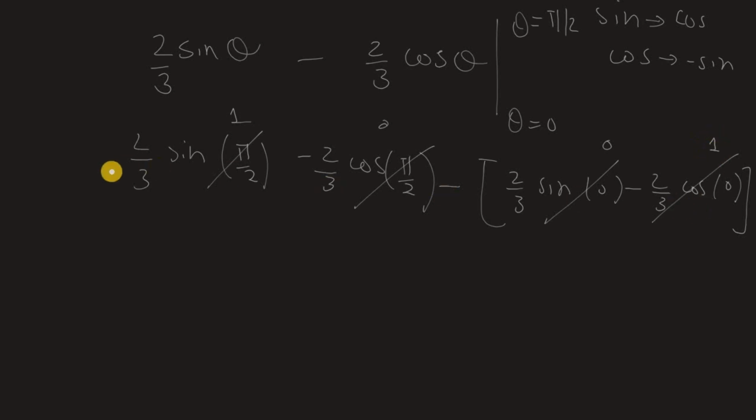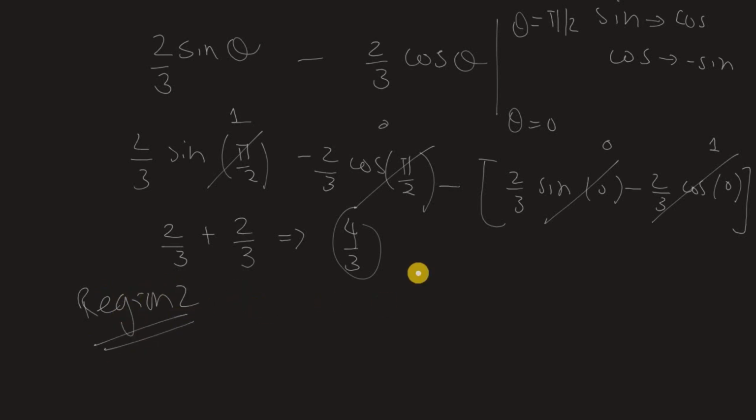Okay, so if you multiply this, this is 2 over 3 minus 0 of course, and then if you multiply this negative inside, that's going to be positive 2 over 3. Okay, so you have positive 2 over 3. So then it becomes 4 over 3 for region 2, of course. Okay, so we get 4 over 3.